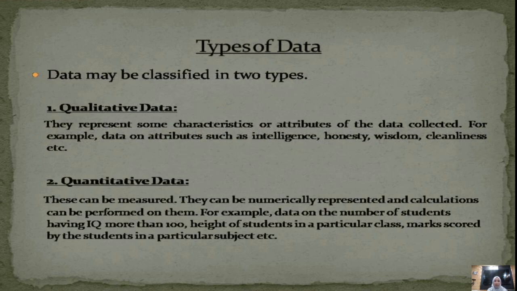Data may be classified into two types: qualitative data and quantitative data. Qualitative data represents some characteristics or attributes of the data collected. For example, data on attributes such as intelligence, honesty, wisdom, cleanliness, etc. We have quantitative data as well. These type of data can be measured. They can be numerically represented and calculations can be performed on them. For example, data on the number of students having IQ more than 100, height of students in a particular class, marks scored by the students in a particular subject, etc.